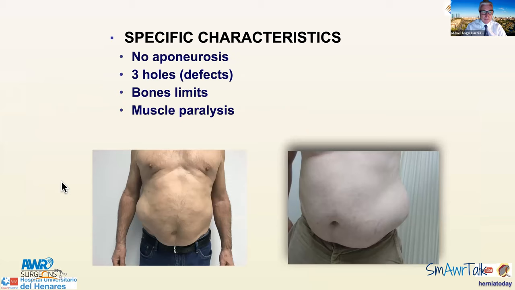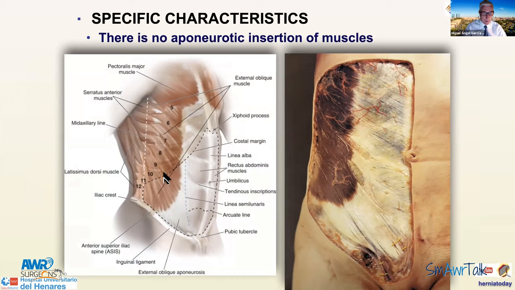These are the specific characteristics. In lateral hernias, we don't have any aponeurosis. The external oblique aponeurosis is simply not there. We have three holes, the bone limits, and the muscle paralysis. Let me insist that if you are planning to put an onlay mesh over the muscle, it's not going to work like in the midline. Maybe an onlay mesh could be done in the midline, but here in the lateral side of the abdomen, we don't have any aponeurosis to fix our mesh, and we can only fix a mesh to the fascia of the muscle, but not to an aponeurosis.